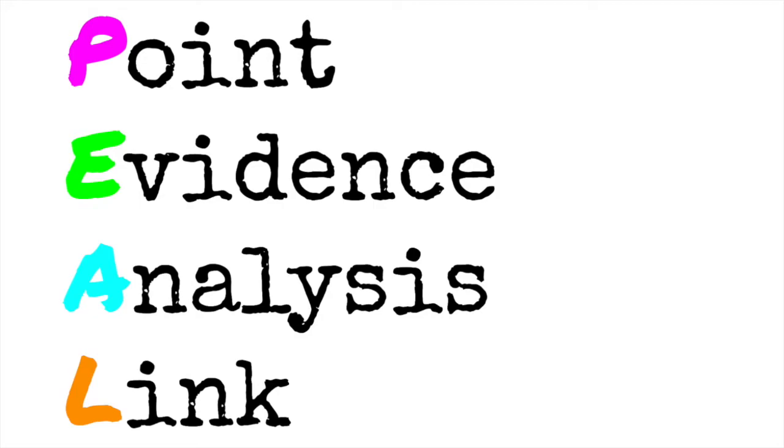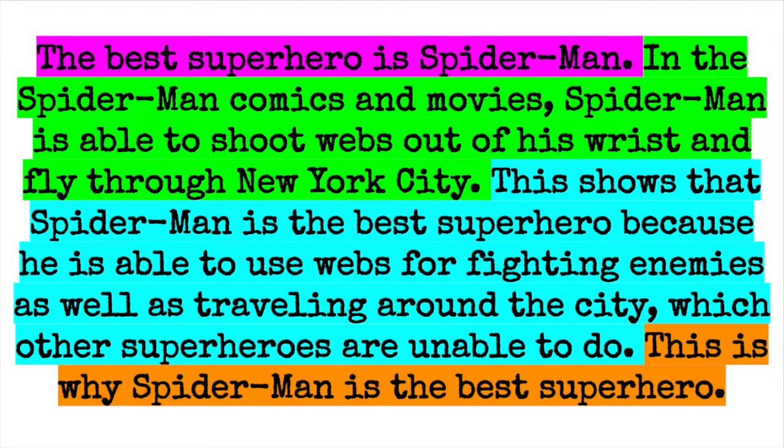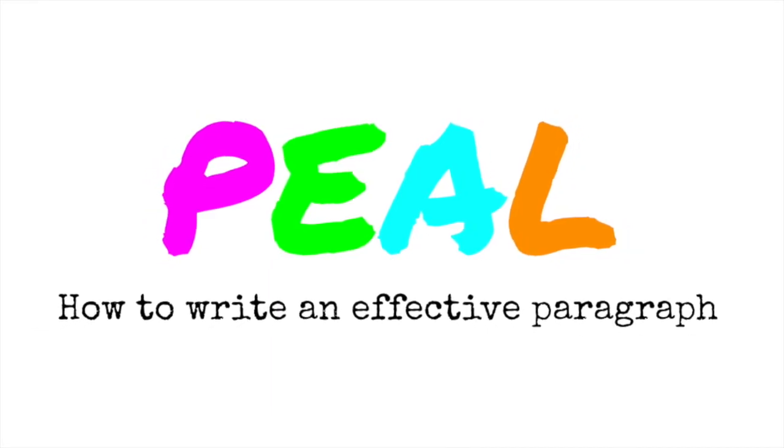Let's put it all together. A PEAL paragraph should consist of a point, evidence, analysis, and link. Here is our example PEAL paragraph about Spider-Man. The best superhero is Spider-Man. In the Spider-Man comics and movies, Spider-Man is able to shoot webs out of his wrist and fly through New York City. This shows that Spider-Man is the best superhero because he is able to use webs for fighting enemies as well as traveling around the city, which other superheroes are unable to do. This is why Spider-Man is the best superhero. And that is how to write a PEAL paragraph.